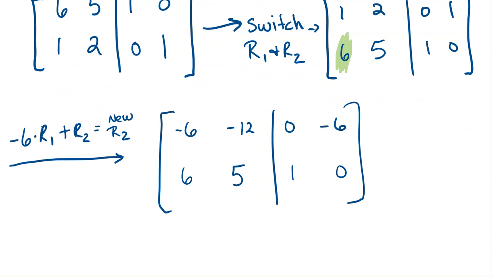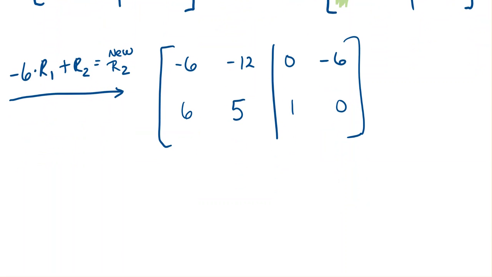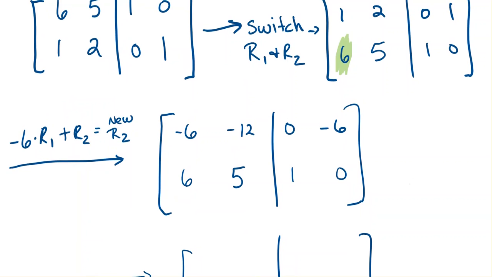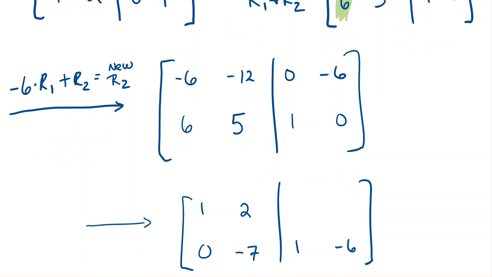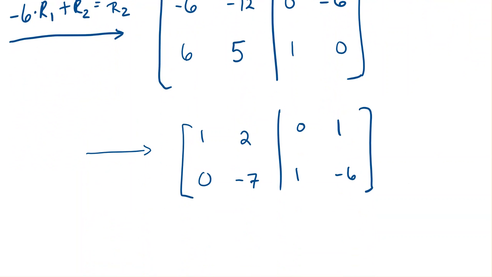So just to help keep track, I wrote out -6 times row 1. We're now going to add that, as it's asked, to row 2, and we'll get our resulting matrix: -6 plus 6, 0, -12 plus 5, -7, 0 plus 1, 1, -6 plus 0, 0. And then we revert back to our original row 1: 1, 2, 0, 1.